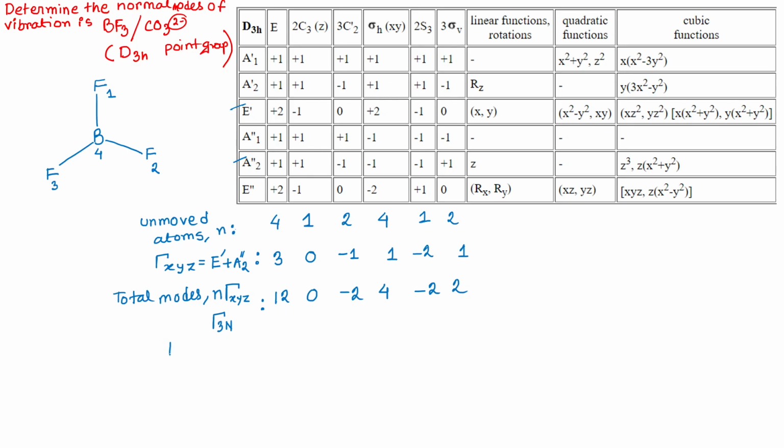But what about your gamma rotational? So gamma rotational is your Rx Ry transformed together with E double dash and Rz has A2 dash symmetry, so it is A2 dash plus E double dash, so that is also 3, 0, minus 1, minus 1, 2, minus 1.